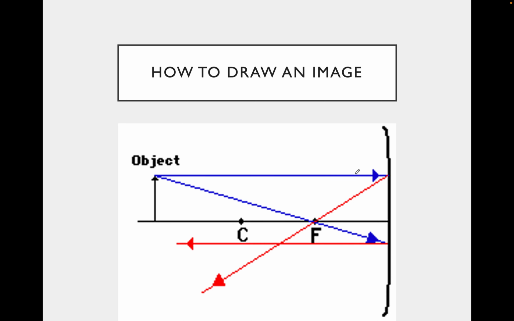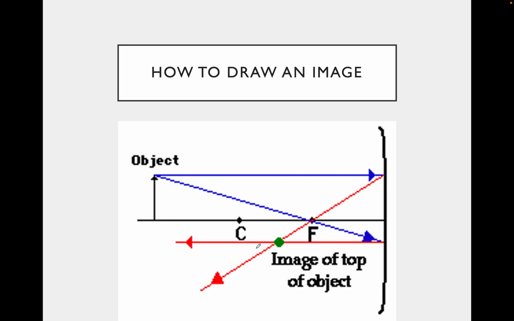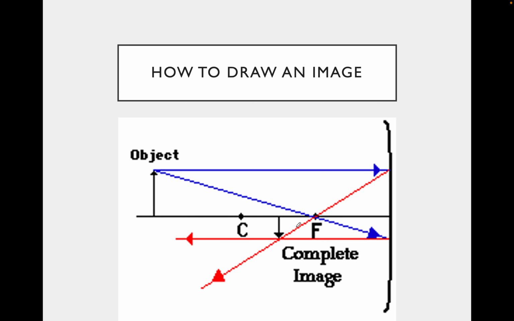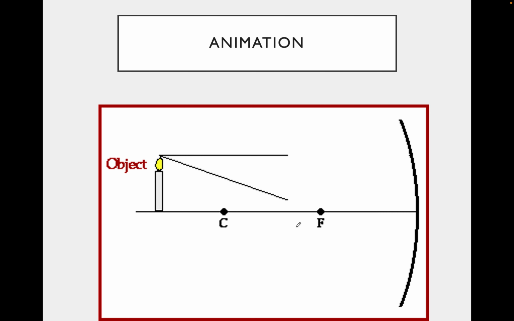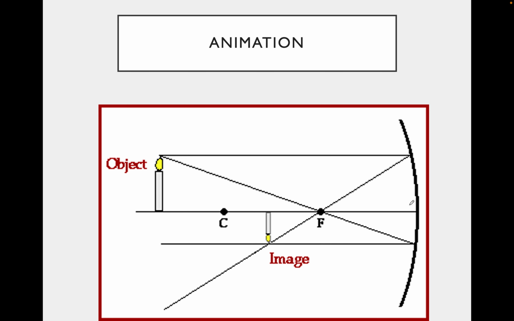So one goes straight, then through F. The other one goes the opposite way, through F, then straight back. You will see that the top of the image will be there, and you will have your arrow upside down over here, like that. There. That's an animation to show how it goes. You will have it like that, bouncing back, and there is my image drawn.